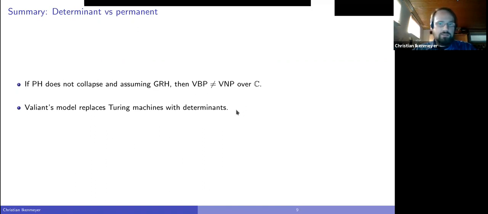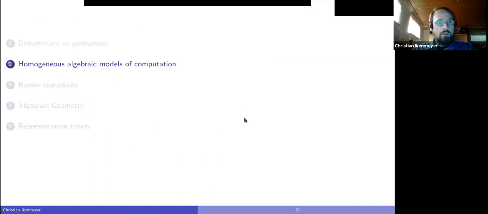And so one nice thing, or maybe just a remark here, is that this nice model of determinants replaces having to deal with Turing machines. We only deal with determinants now, and there's of course hope that one could understand determinants much better than Turing machines. I want to talk about other models, algebraic models of computation, because it seems like the determinant is not exactly the most suitable for geometric complexity theory. So I want to take some time to discuss some other algebraic models of computation.